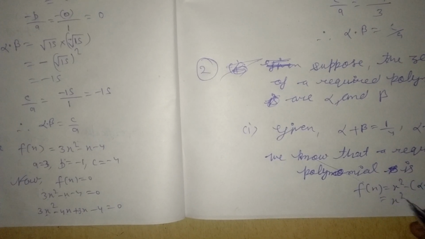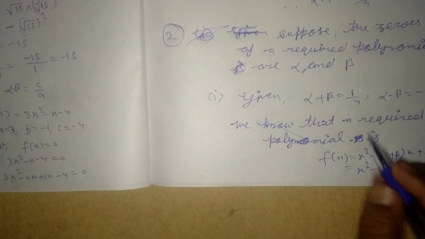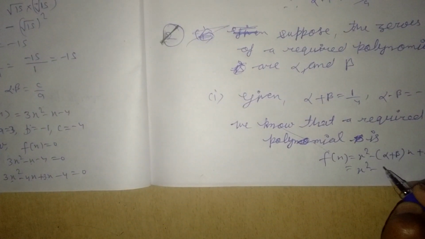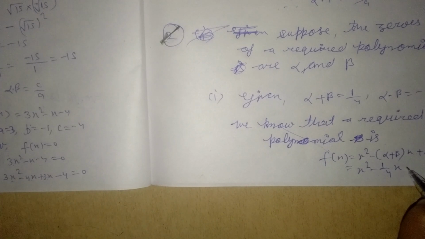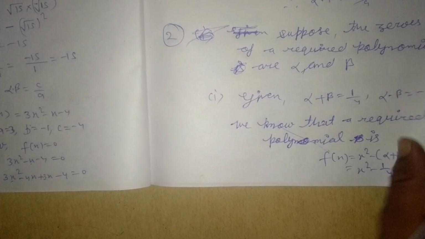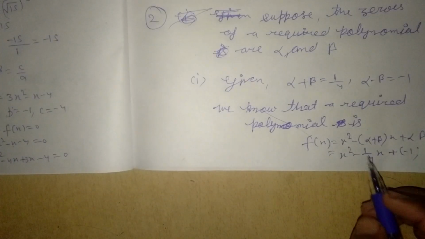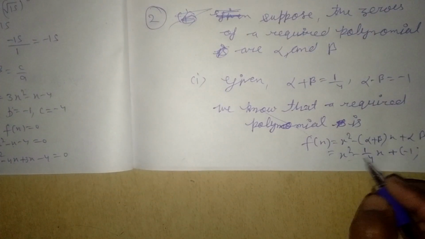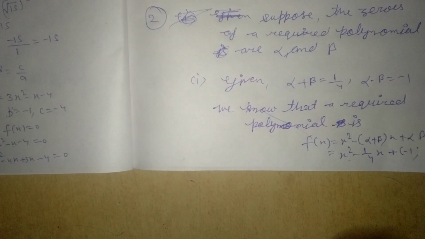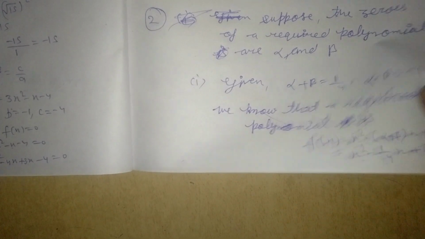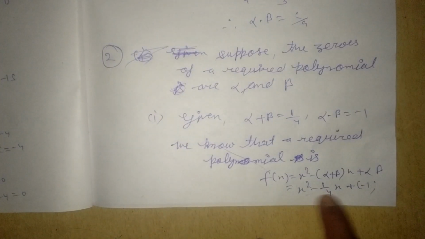Now x square minus, what is the value of alpha plus beta? 1 upon 4 x, and also plus, minus 1. Okay, so this is your answer. But whenever you want to match your answer with your textbook answer sheet, then you can solve this question in another one step also.